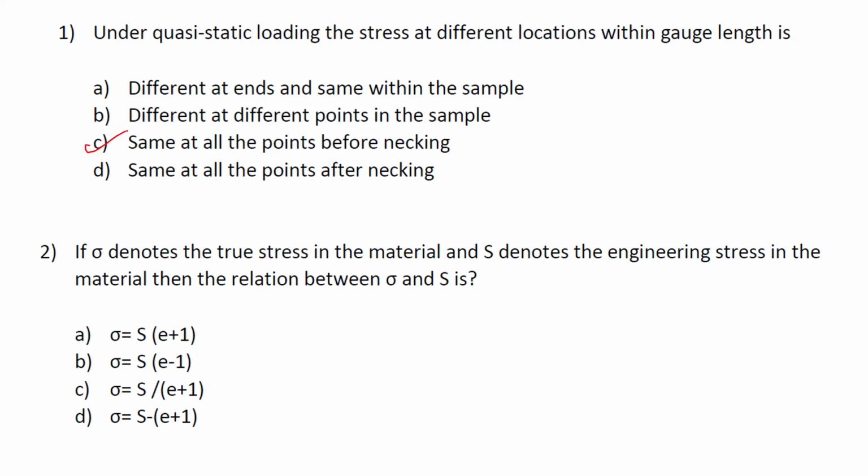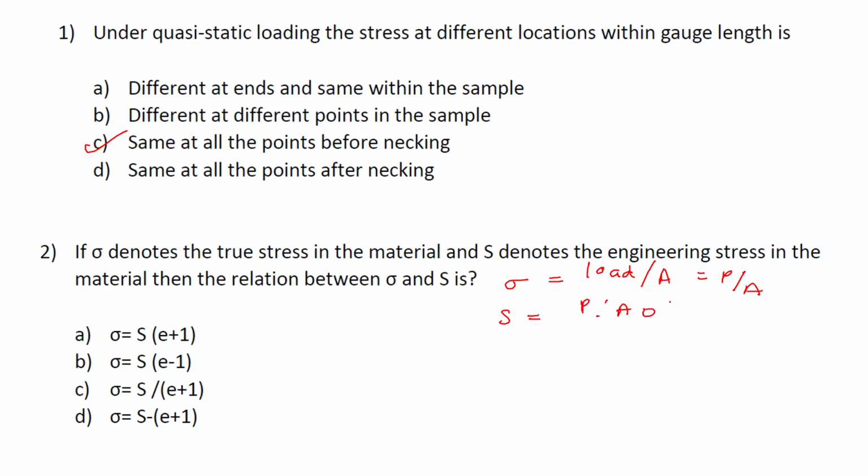And what about the second question? If sigma denotes the true stress in the material and S denotes the engineering stress in the material, then what is the relation between sigma and S? How to find it? From volume constancy. Sigma will be load divided by instantaneous area, right? So this you can represent as P by A. And engineering stress, how can you represent it? P by A0.